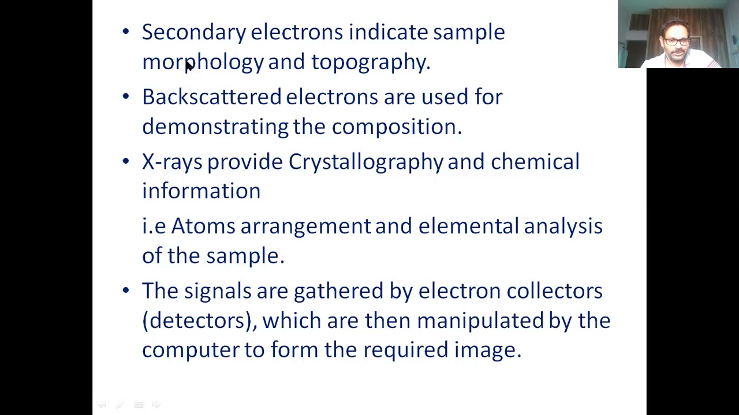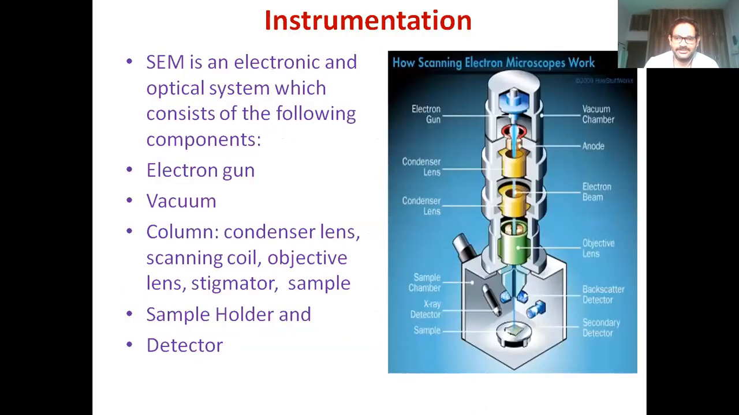So that's the total qualitative information, morphology, topography, composition, and crystallographic information, that we normally get from this SEM. The signals gathered by electron collectors, otherwise called detectors, are then manipulated by the computer to form the required image. So these electrons that we collect in a detector, we manipulate and prepare an image. That image gives the information about morphology, topography, composition, and crystallographic information. So this is the instrument, the SEM.